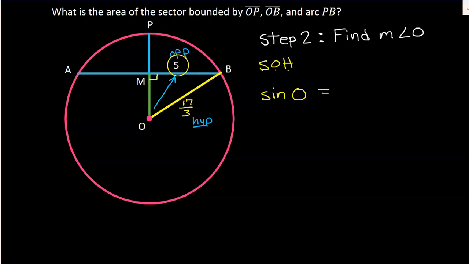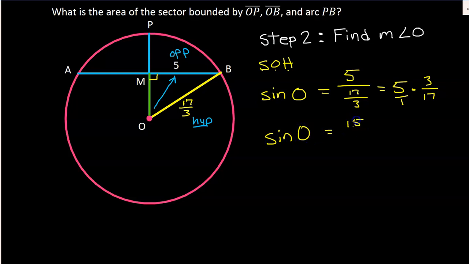So that's going to be 5 over 17/3. Now remember, when you divide by a fraction, you have to multiply by the reciprocal. So this will be the same thing as 5 times 3 over 17. You multiply by the reciprocal. Now this is 5 over 1. So if I multiply this together, I have that the sine of O is 15 over 17.